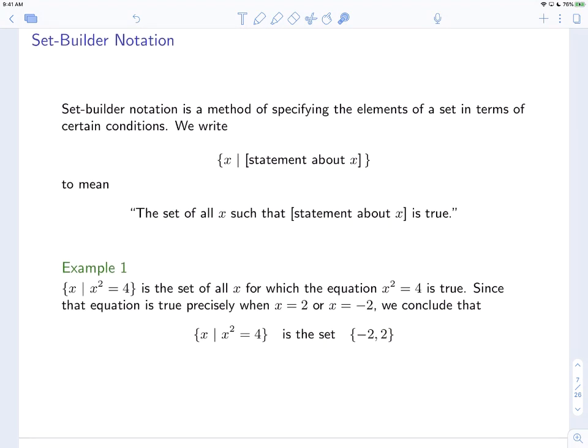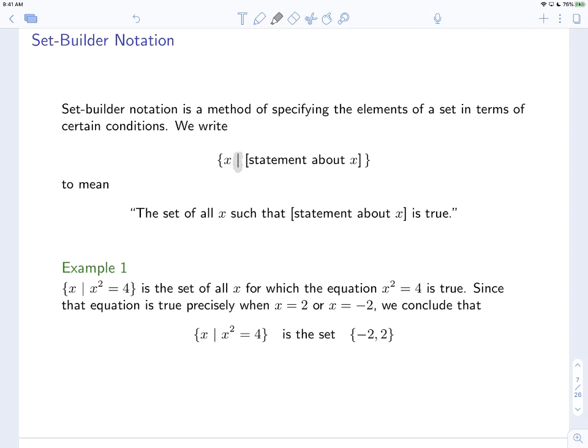Set builder notation is a method of specifying the elements of a set in terms of certain conditions. So we write a set in this way. We use braces, or curly brackets as sometimes people call them, to indicate that everything inside the braces is in the set. So we read this as saying that the set is the set of all elements x such that some condition about x is true. So this vertical bar should be read as such that.